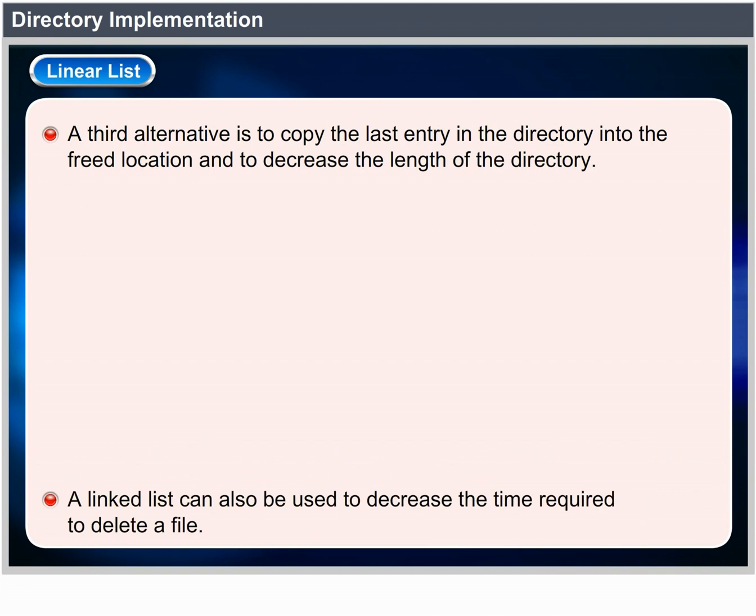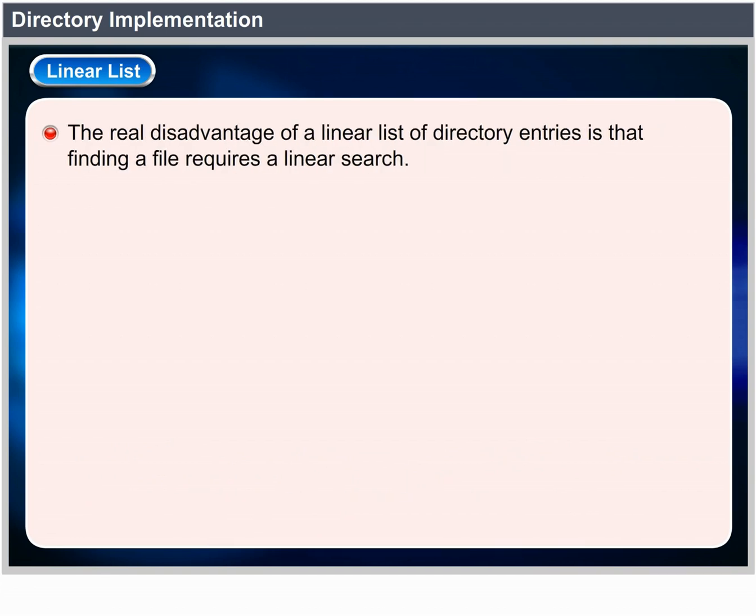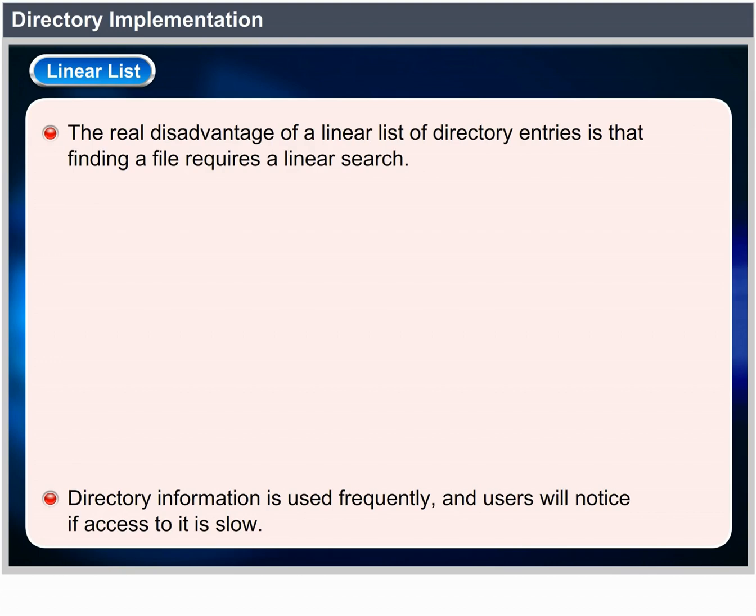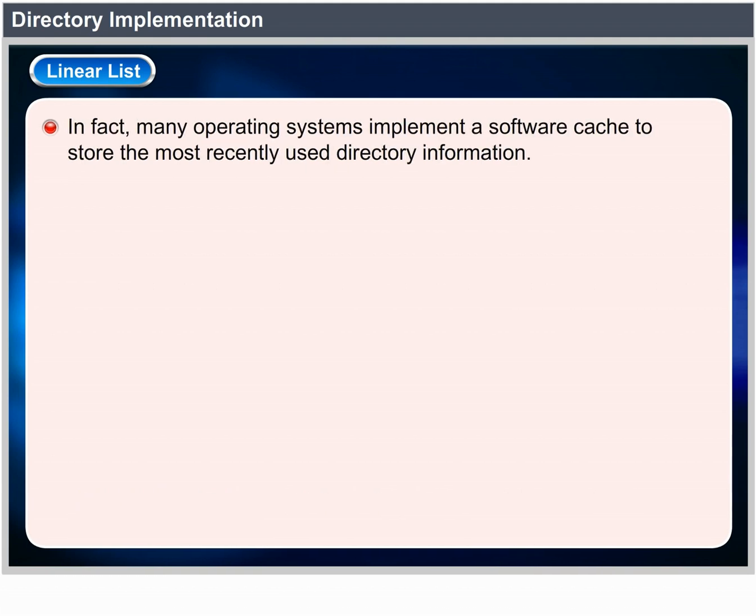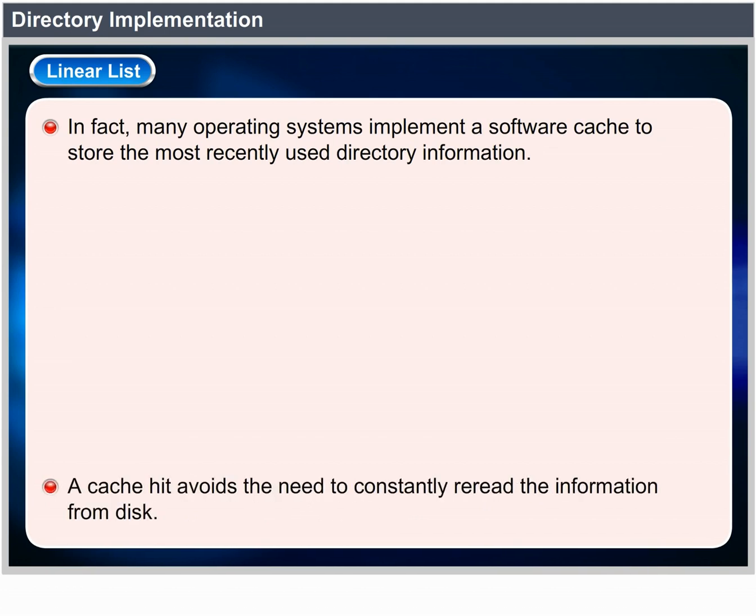The real disadvantage of a linear list of directory entries is that finding a file requires a linear search. Directory information is used frequently, and users will notice if access to it is slow. In fact, many operating systems implement a software cache to store the most recently used directory information. A cache hit avoids the need to constantly reread the information from disk.